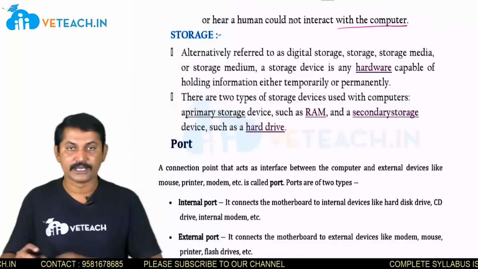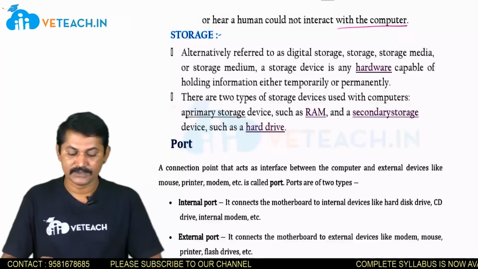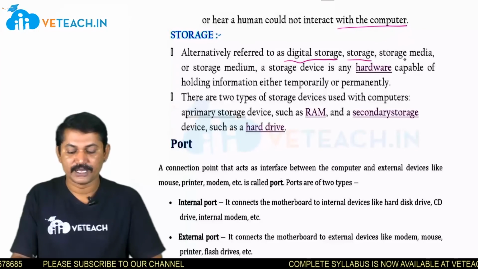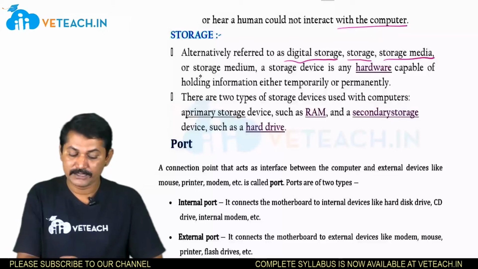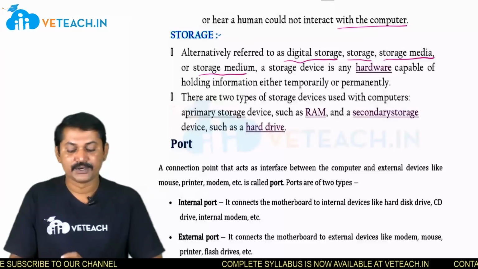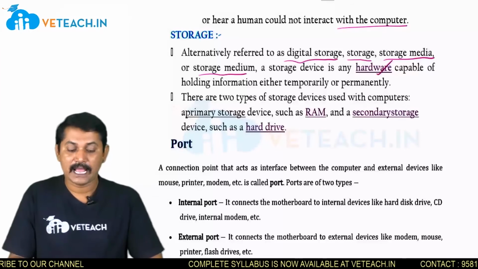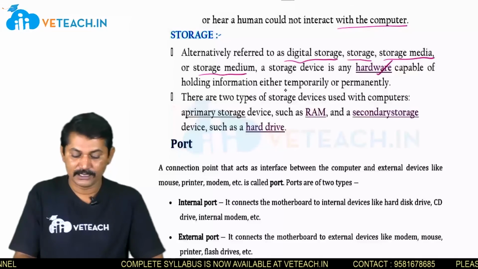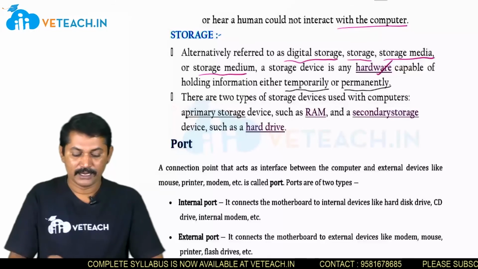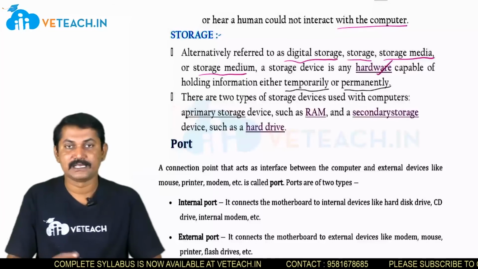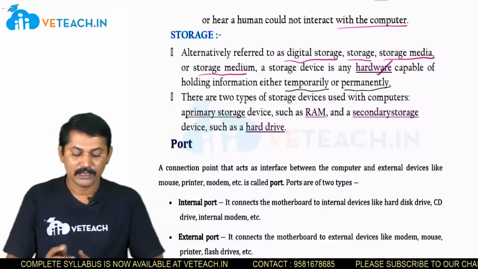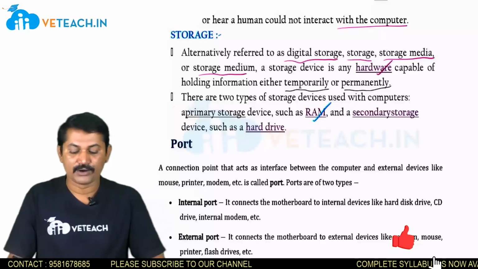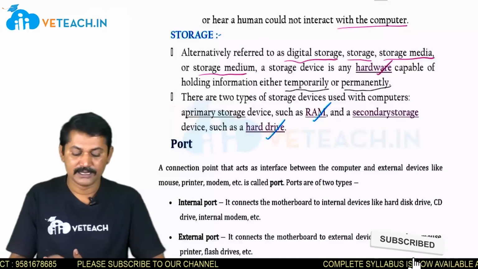And another one is storage. Under peripherals, next one is storage devices, alternatively referred to as the digital storage device or the storage media or storage medium. A storage device is any hardware capable of holding information either temporarily or permanently. There are two kinds of storage devices as we discussed in the previous lesson. They are primary storages and secondary storages. Under primary storages, RAM and ROM are there. Under secondary storages, hard disk is there.